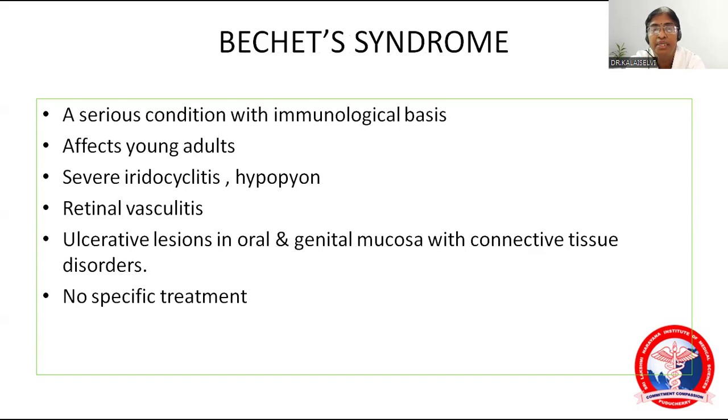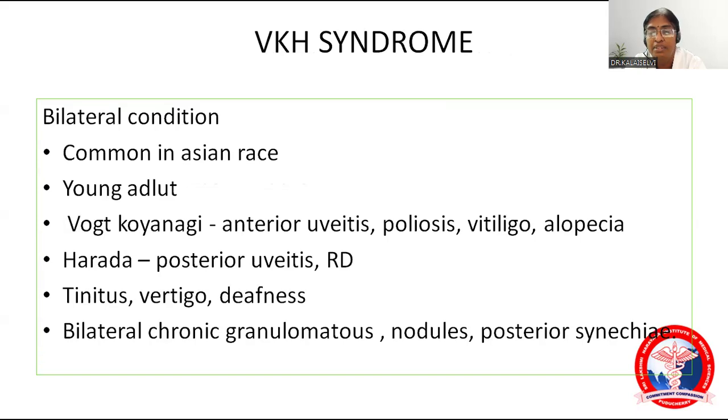Coming to Behçet syndrome, this is a serious condition with an immunological basis. It also affects young adults. They present with severe uveitis along with hypopyon, and they have retinal vasculitis also. They have oral and genital mucosal ulcerative lesions, with connective tissue disorders seen. As such, the uveitis has to be treated.